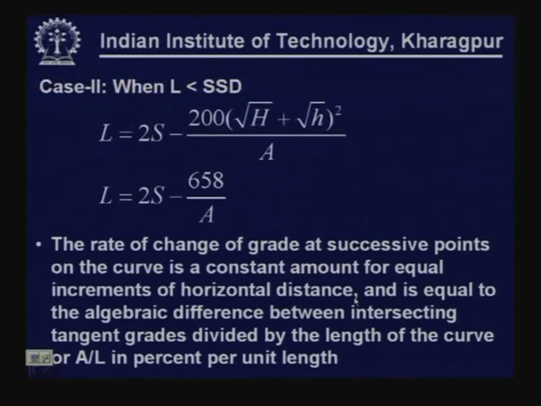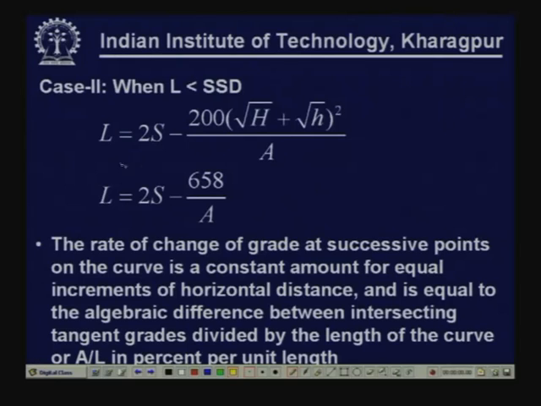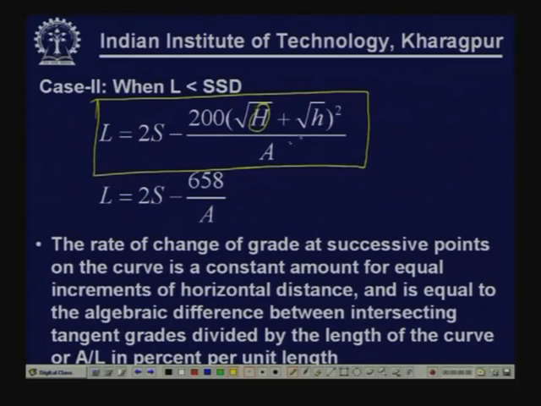Similarly, for case 2 also, the basic equation is like this as indicated here. Again it is the same as what we indicated in IRC approach. Basic equations are not different. Again appropriate values of capital H and small h if we put, then it becomes a simplified expression like this, L equal to 2S minus 658 by A.